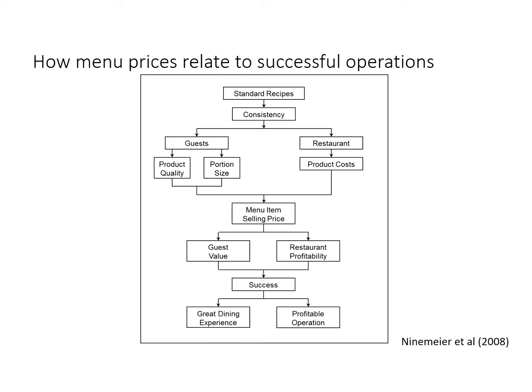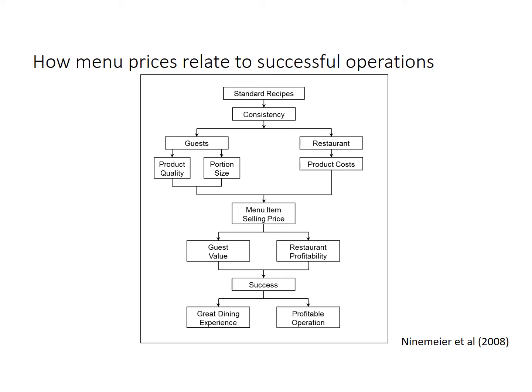So how menu prices relate to successful operations. If we look at the top, we can think about the standard recipes, which leads to consistency. And the consistency links into both the business, the restaurant, and the product costs, because you need to maintain those costs, because if you don't, then you're losing profit, and you may not even make a profit if you are spending too much on your products. And then on the other side of the coin, you have your customers, your guests, in terms of making sure that you maintain the product quality and also the portion sizes, because if the portion sizes are too small, people know if they've been to your restaurant again and again.